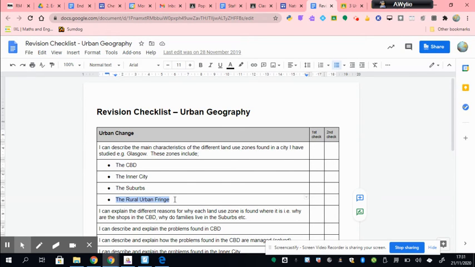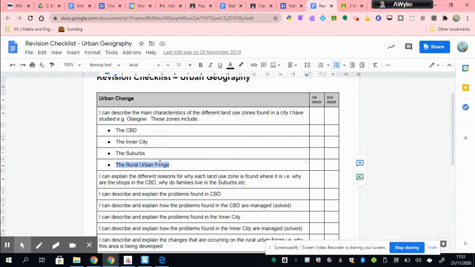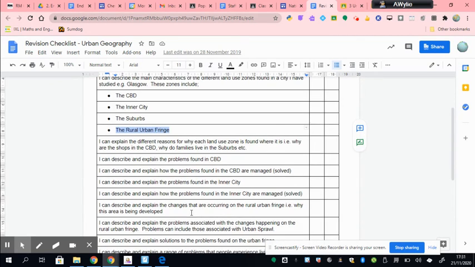Okay. Right. As we look further down here, you will see I have obviously got a bit more detail in describing and explaining problems of the CBD, describing and explaining the inner city and how they're solved. So I've already talked about that. Describing and explaining changes on the rural urban fringe, why this area is being developed. So why is it so popular for developments? Why are people maybe moving out of the city? What's so desirable about areas beyond the city, which would then ask you questions about what's the problem in the city? What's the problems of urban sprawl? We've already talked about that.